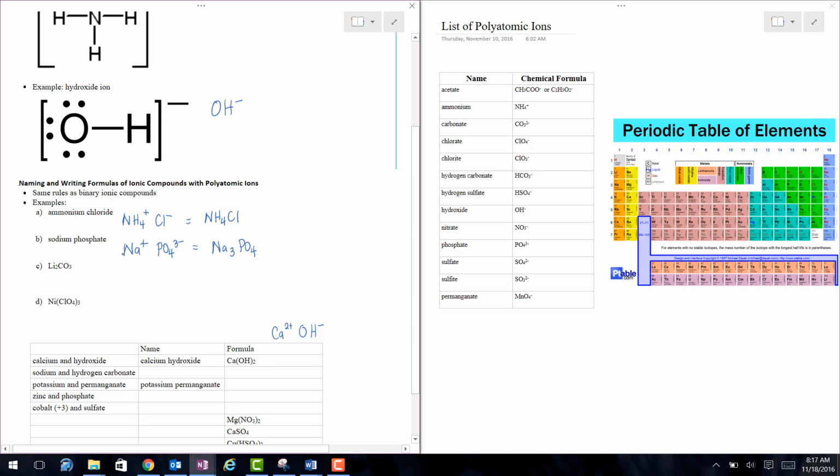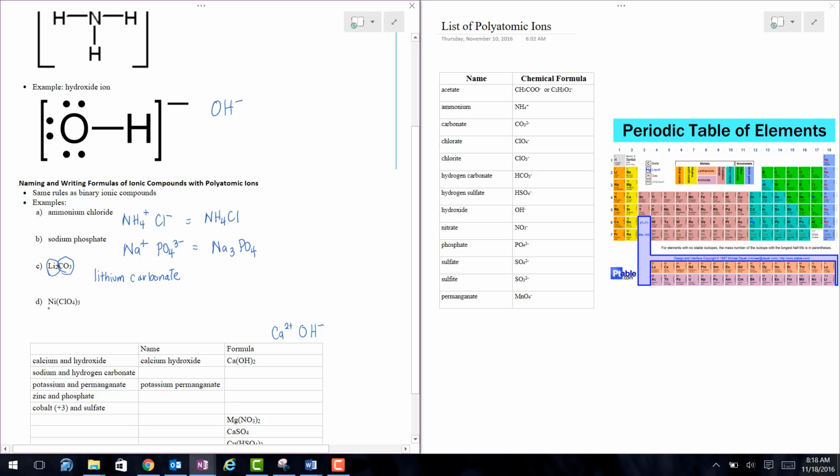For naming, it's the same as before. If you've got a multivalent metal, you need to show the charge. But if you've got something like lithium, which is always +1, you don't need to show the charge, so you just name the metal ion, which is lithium. We look at our list here. CO3 is carbonate, so this is lithium carbonate.